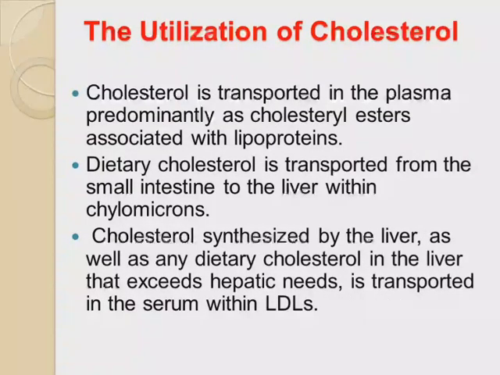The utilization of cholesterol. Cholesterol is transported in plasma predominantly as cholesterol esters associated with lipoproteins. So the carrier of cholesterol is the lipoprotein; it is transported in plasma as cholesterol ester by lipoproteins. Dietary cholesterol is transported from the small intestine to the liver within chylomicrons. So the chylomicron is what transports the dietary cholesterol from the intestine to the liver.